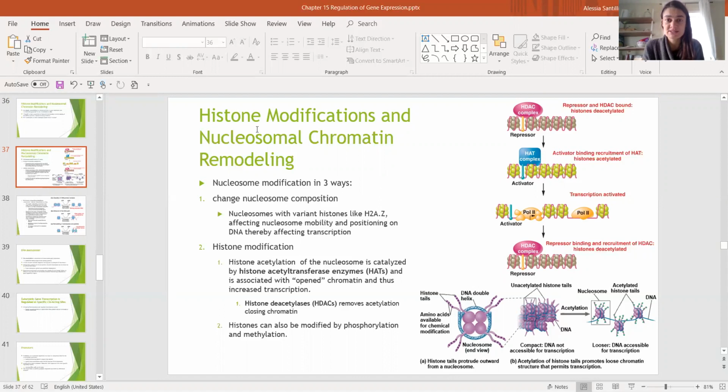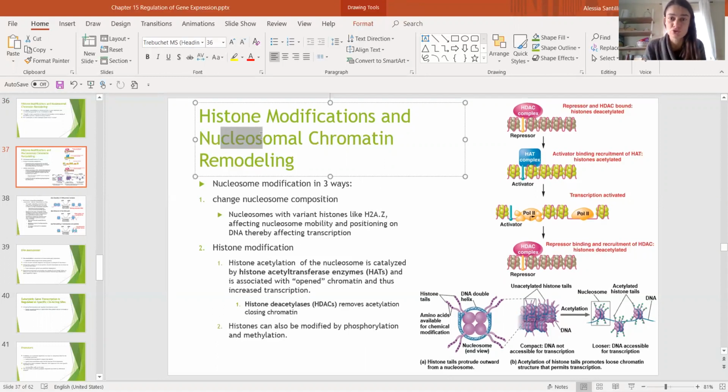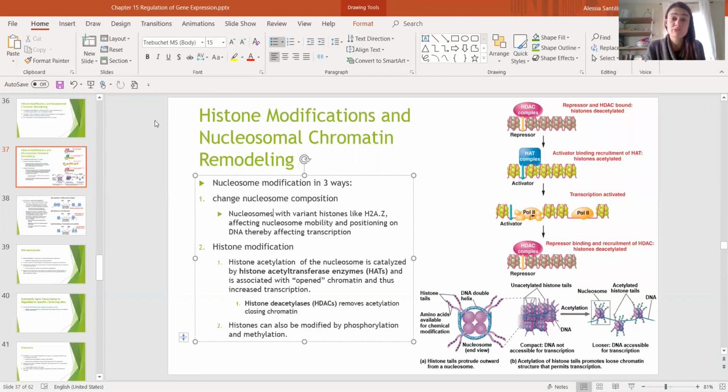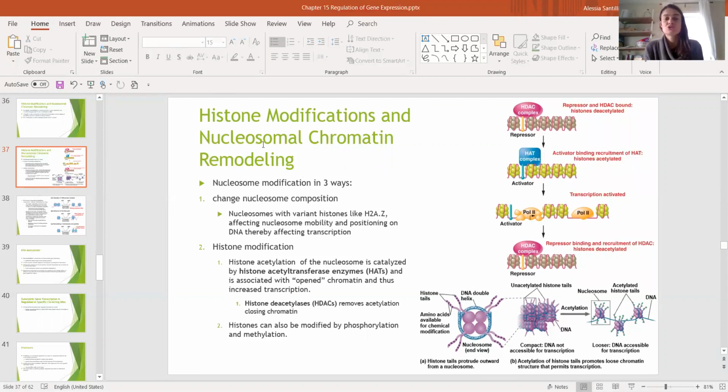So remember, the histones are the proteins that the DNA wraps around in order to form those nucleosomal beads. We can basically remodel them by modifying the histones. So the nucleosome modification can occur in 3 ways. We can change the nucleosome composition. There's different kinds of histones. So depending on the histone itself, each histone has different affinity towards the DNA. So with variant histones like H2A.Z, this affects the nucleosome mobility and positioning of the DNA, thereby affecting the transcription. So H2A.Z has less affinity than a histone like H2A, for example. And so that particular histone will make the DNA a little bit more accessible.